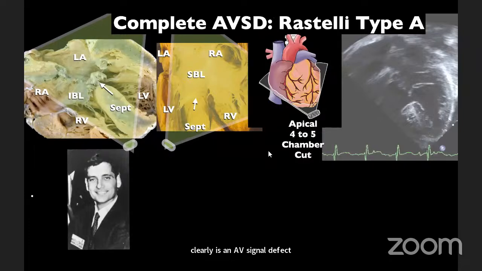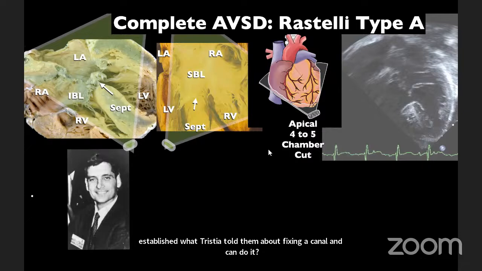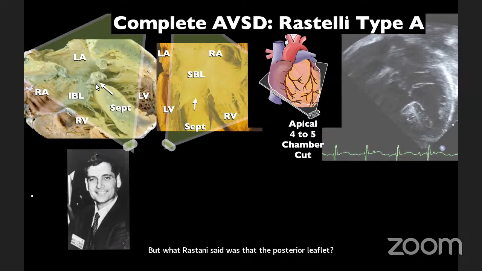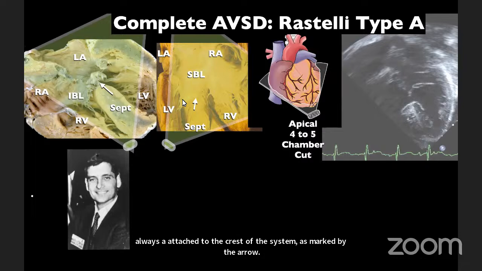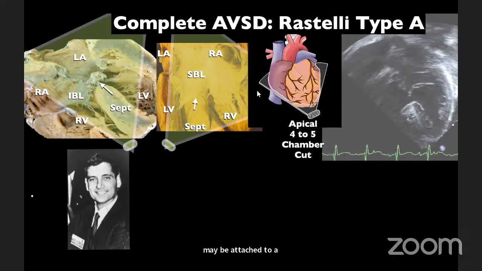Now let's look at what Rastelli did in terms of his classification. This is, I think, more of historical than actual importance, because the surgeons have really established what Rastelli had told them about fixing a canal and can do it. But what Rastelli said was that the posterior leaflet, the inferior bridging leaflet that you see here, is always attached to the crest of the septum, as marked by the arrow, whereas the anterior leaflet may be attached to the septum, may be attached to a right ventricular papillary muscle, or straddle completely across that. And he called this A, that B, and this one C.